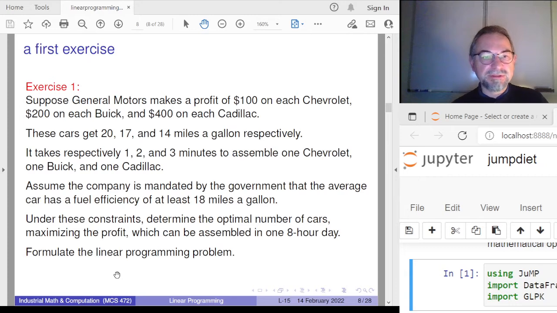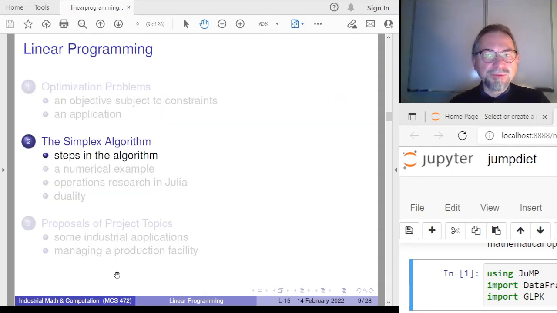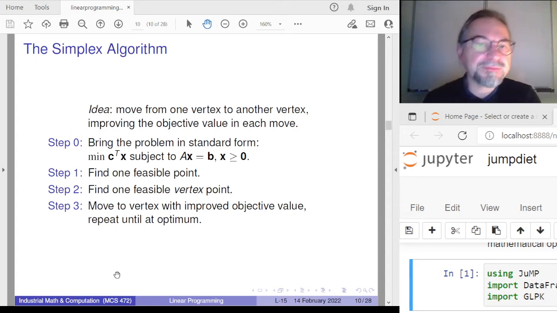So we have these givens and the constraints. What is now the linear programming model that would need to be solved to maximize the profit? Deciding, in an 8 hour day, so you can calculate how many minutes there are, how many cars should be made of each type? Okay, how do we solve this problem?